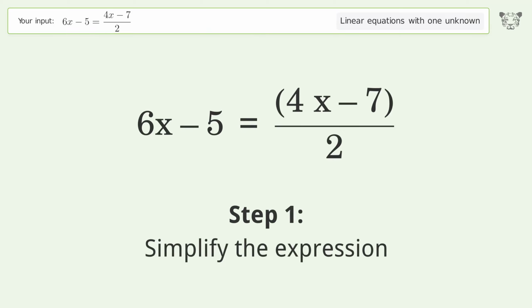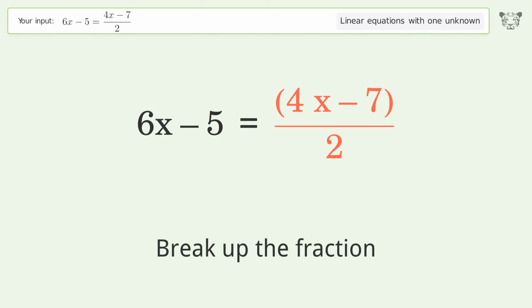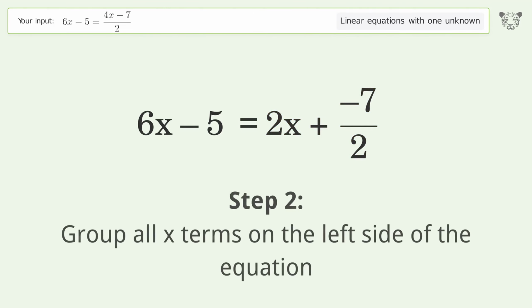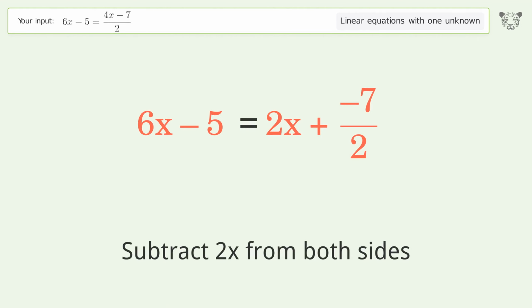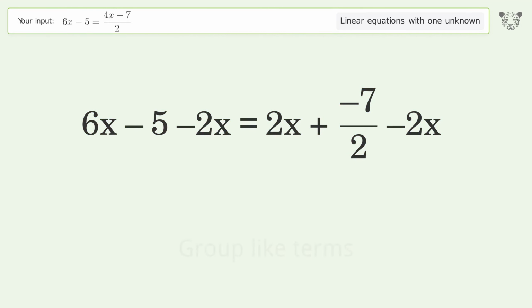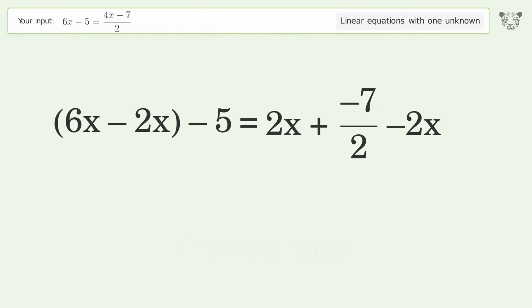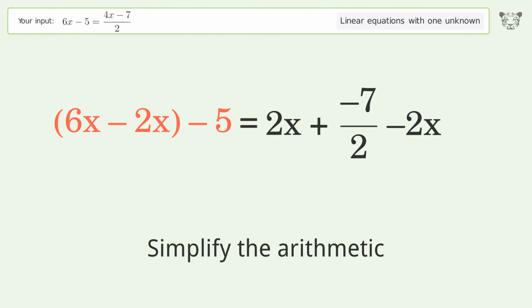Simplify the expression. Break up the fraction. Simplify the fraction. Group all x terms on the left side of the equation. Subtract 2x from both sides. Group like terms. Simplify the arithmetic.